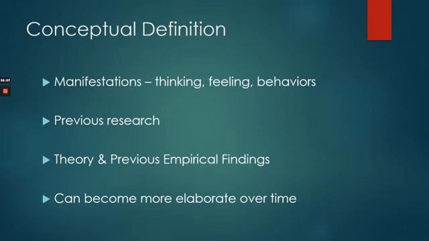So again, I mentioned this earlier, you're going to be using previous research, theory, and previous findings from research to help you define these things. And also this conceptual definition will become more elaborate over time. So for example, when you do a research study, when you first start off, you have a little bit of an idea about your variables that are in your research question, but you're probably not super clear about it. But you do some reading, you elaborate on that definition, you do your research. Probably after your research, you have some elaboration on the definition again. So this stuff becomes clear over time.